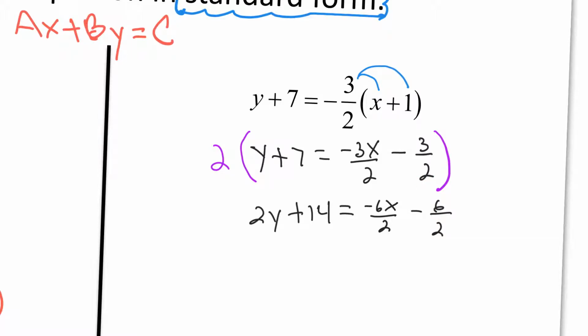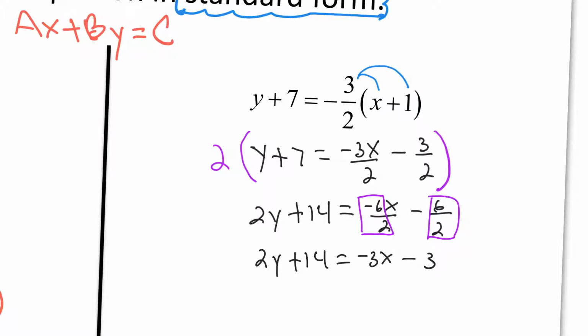Now I'm going to simplify. So when I simplify, I have 2y plus 14 on one side, negative 3x. Remember that you guys can divide. You can also divide this one here, minus 3.